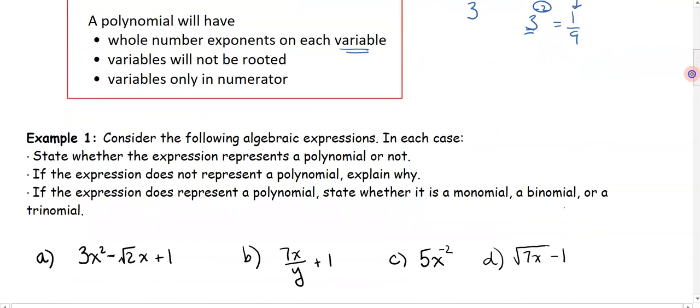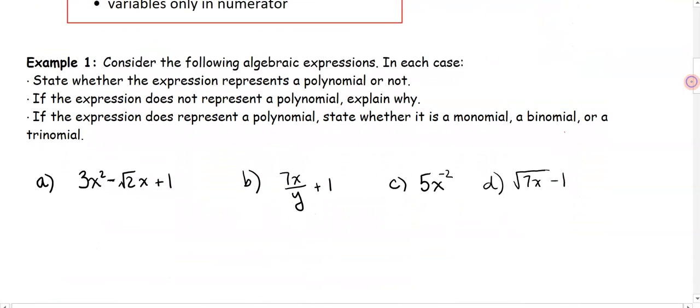So let's practice. Let's look at these 4 and determine if they are polynomials. So let's look at the first one. The x has a power of 2, that's okay. This x is not under the root. The coefficient is root 2, that's okay. But the x has an exponent 1, so that's okay. So this is a polynomial, and more specifically, because there's 3 terms, think of like a train separated by plus and minus signs, there's 3 terms. This is a trinomial.